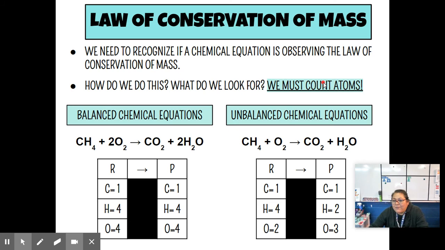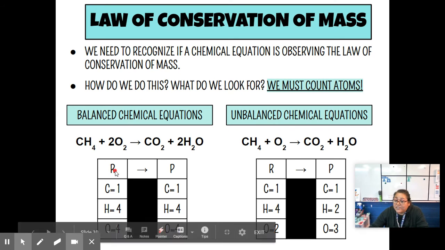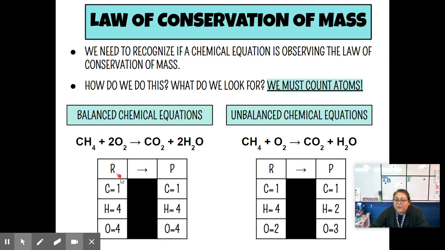So to count my atoms, I have to literally create a chart. I create a chart that represents what elements and how many atoms of those elements are on my reactant side. I represent that a chemical equation is going to take place with my yields symbol, and then I have to tally up what's on my product side.